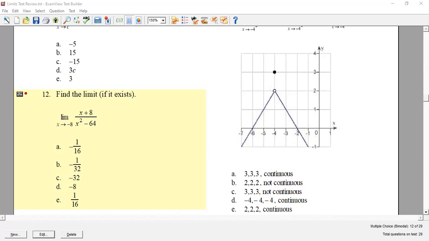Now what happens when I do direct substitution? Remember, we were going to negative 8. What do we get? That's your answer.